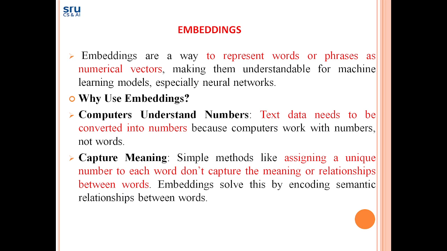Embedding: represent words or phrases as numerical vectors. Why use embedding? Computers can understand numbers. Therefore, the text data should be converted into numbers, as computers work with numbers. Therefore, embedding plays an important role in natural language processing. Capture meaning: one-hot encoding means assigning a unique number to each word, but it doesn't capture the meaning or relationship between the words.